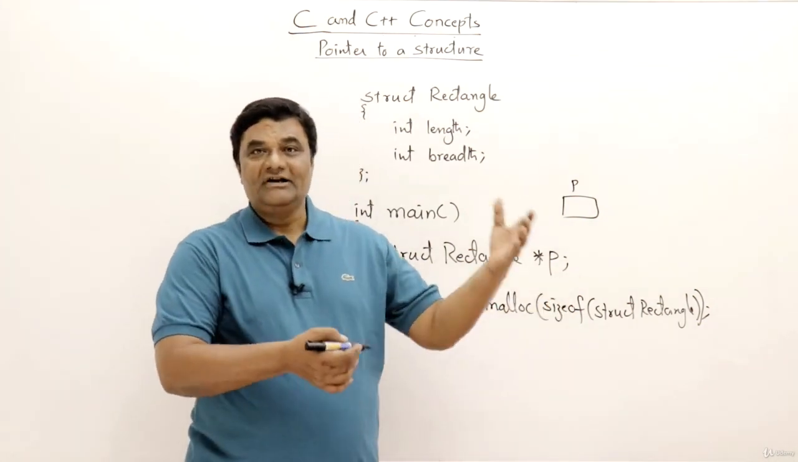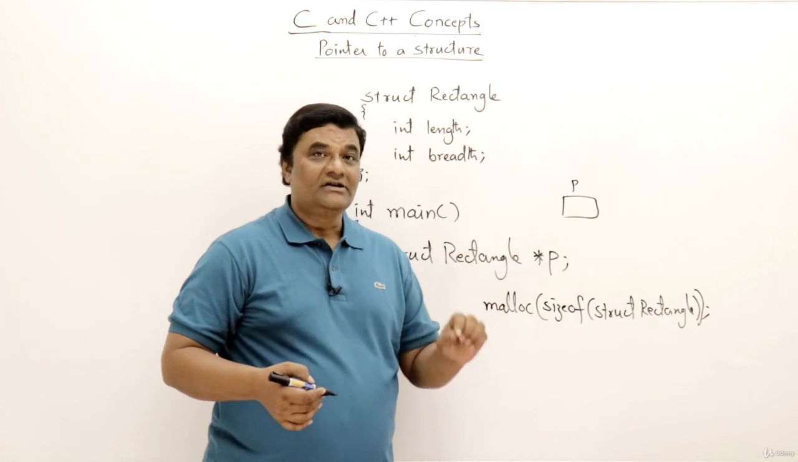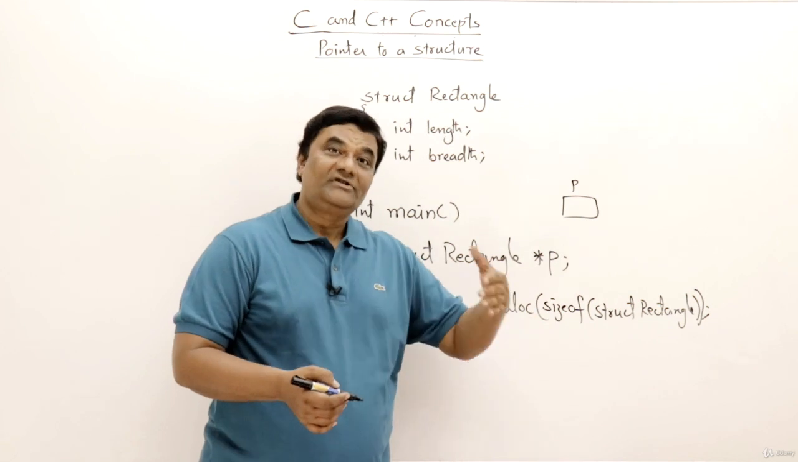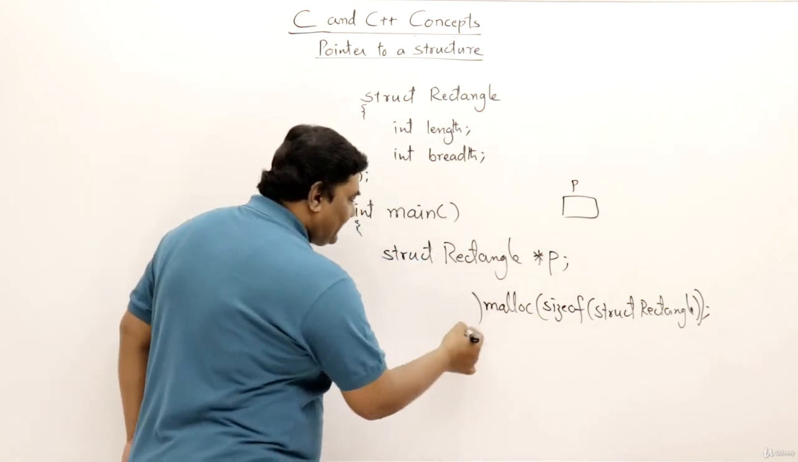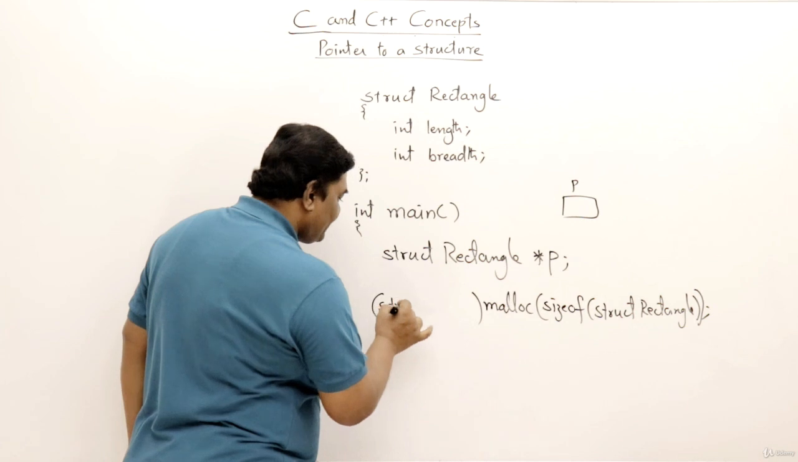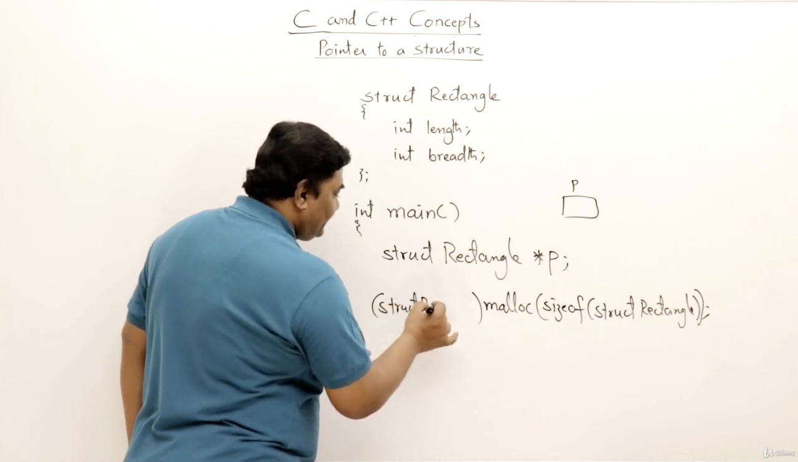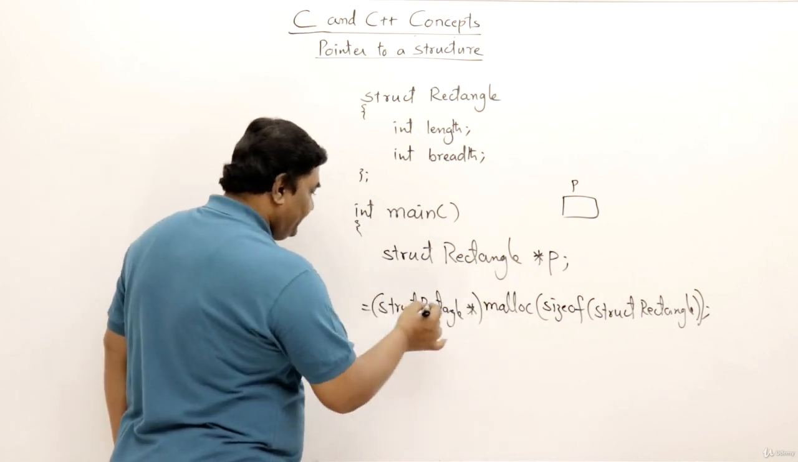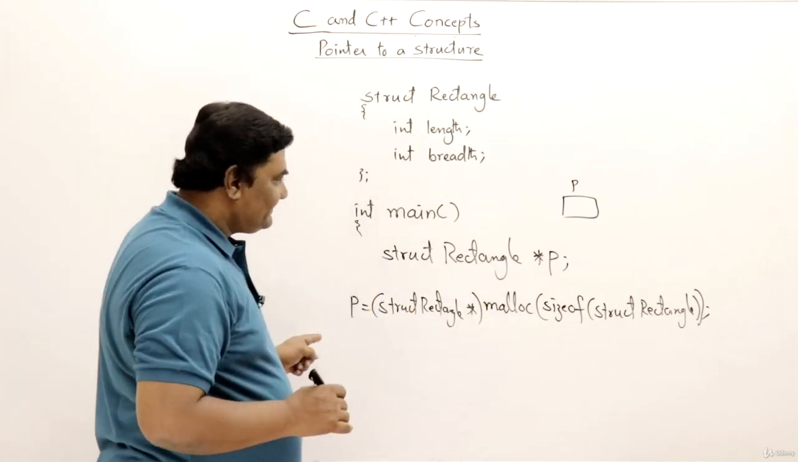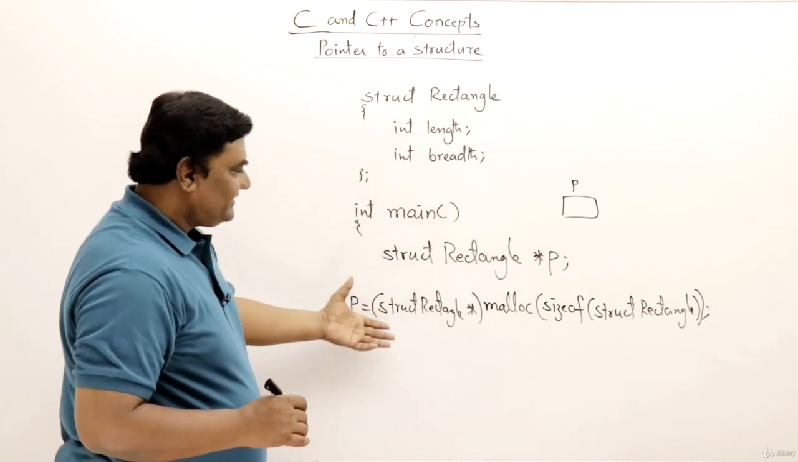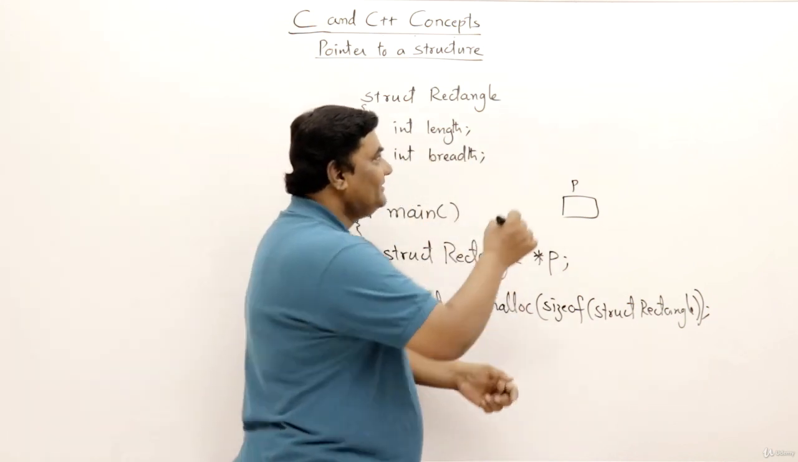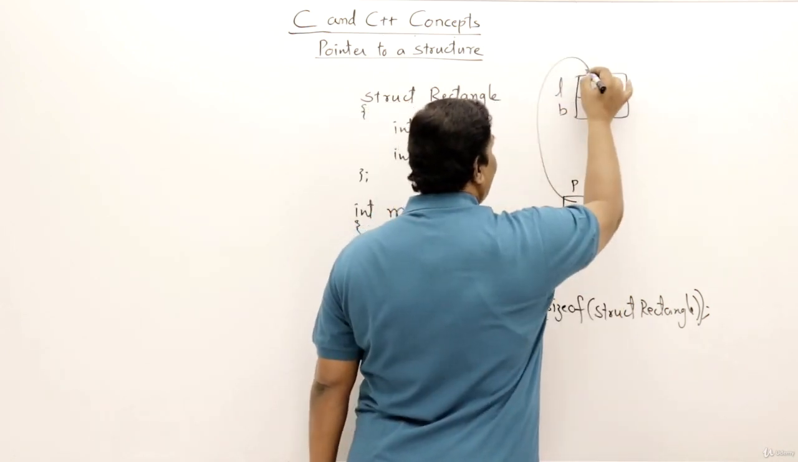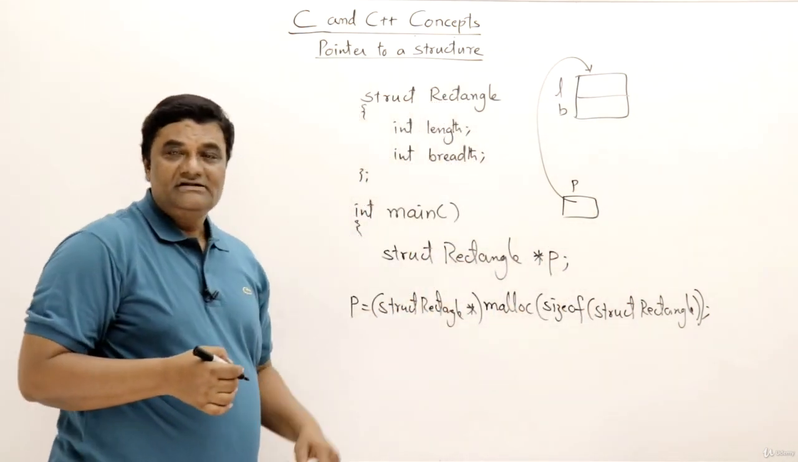Now we have to typecast it because malloc function returns a void pointer, right? Void pointer means it's a generic pointer. So I have to typecast it. For typecasting, I should write here struct rectangle asterisk. So I am typecasting it as a rectangle type structure pointer. Then assign it to p. This is how we can allocate an object of type rectangle in heap. So this will be created in heap and it will have length and breadth and the pointer will be pointing on that one.